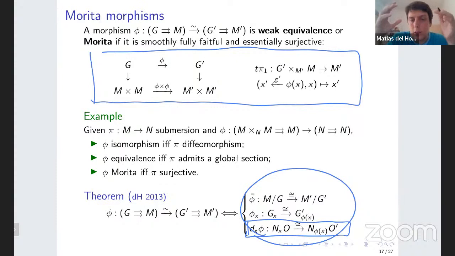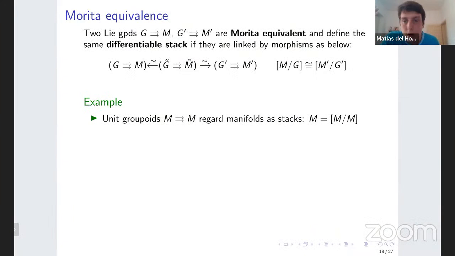It is the orbit space, a topological space, parametrizing a family of groups, which are the isotropy groups. But there is some extra information, no? Smooth information there, which allows me to do differential geometry on the quotient. So, examples of stacks, for those that maybe are not very familiar with this. Manifolds can be seen as stacks via the unit groupoids.